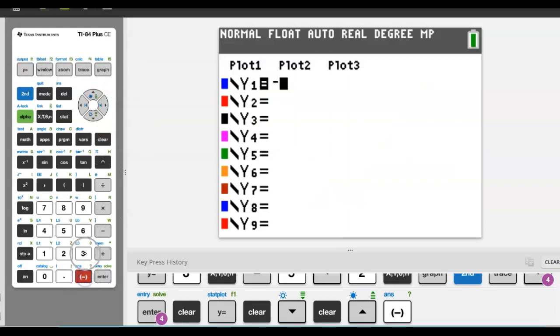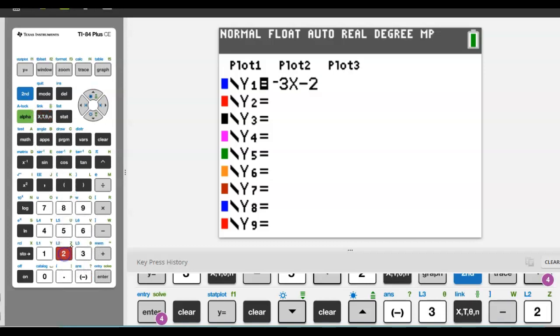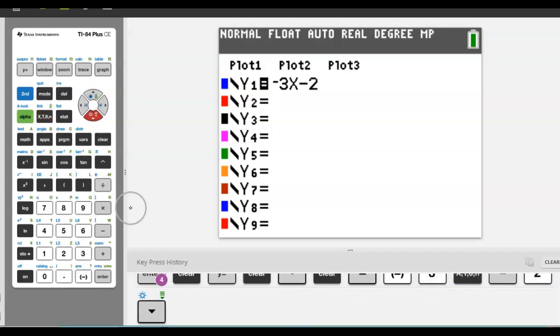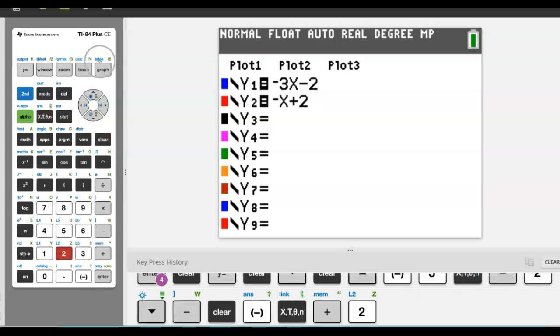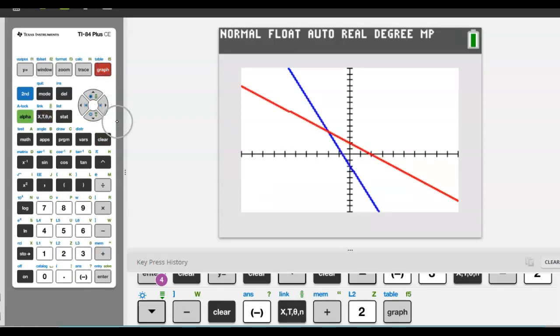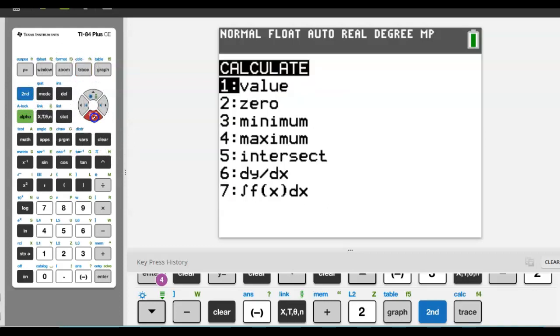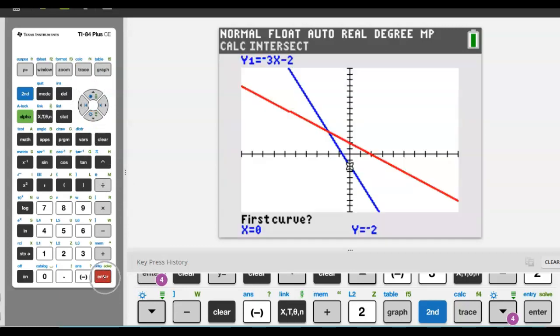So this is negative 3x minus 2. Our next one, we were able to rearrange it, and we got again negative x plus 2, and we hit graph. So we have that. Now we want to find the intercept, so we go to second, trace, option 5, we enter, and we enter, and we enter, and it gives us an intersection to be (-2, 4).